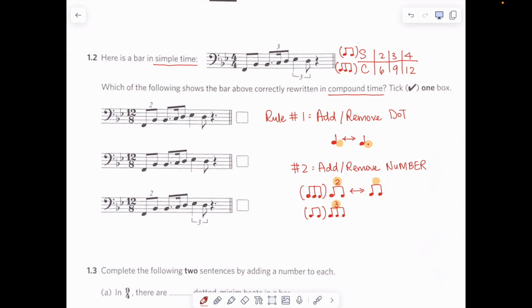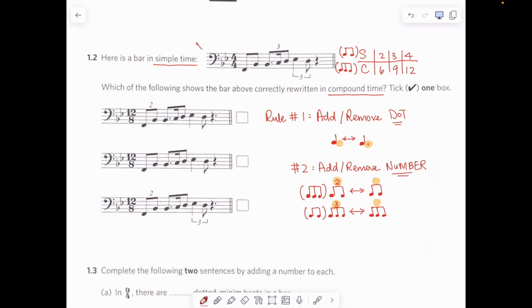Now, when you do this question, you have to remove the number 3. Of course, you keep the 3 quavers. If you're playing 3 quavers, you're not going to change it into just 1 quaver or 2 quavers. You have to keep all 3 quavers. However, you have to remove the number, or if it starts with no number, you'll have to add the number by yourself. So these are the 2 rules. Number 1, add or remove the dot. Number 2, add or remove the number. Once you remember these 2 rules, you can go back to your question.